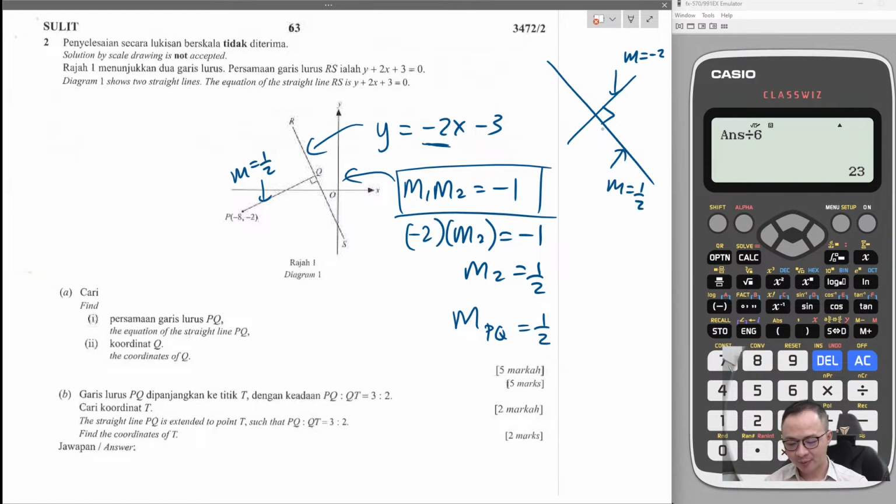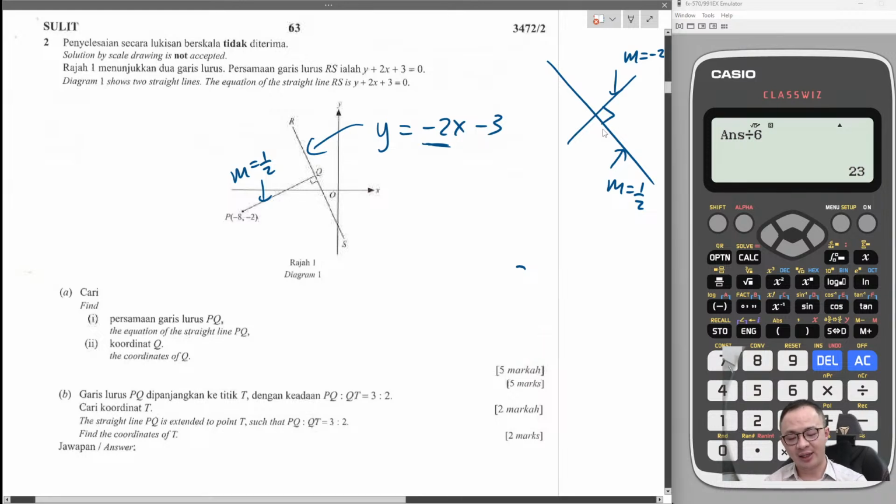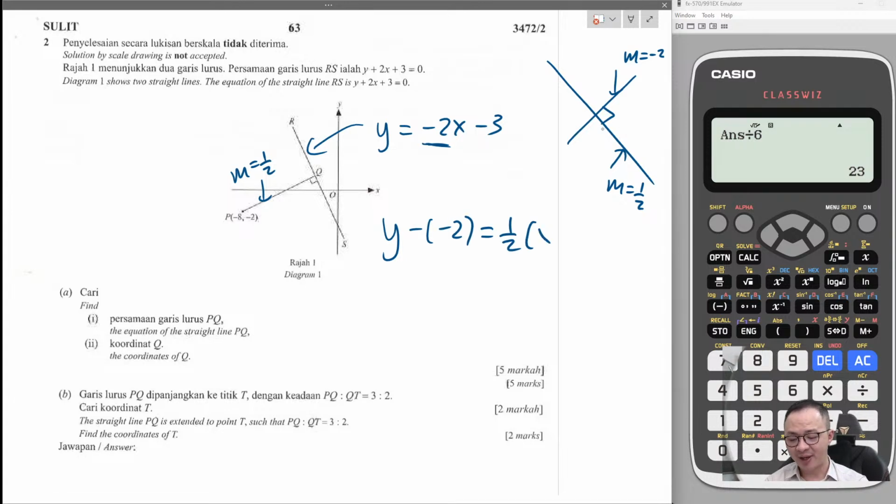Cool. Okay, then I want to find the equation. So we use the equation formula, y minus y1, or you can use y equals mx plus c also. So y minus y1 equals gradient times (x minus x1).